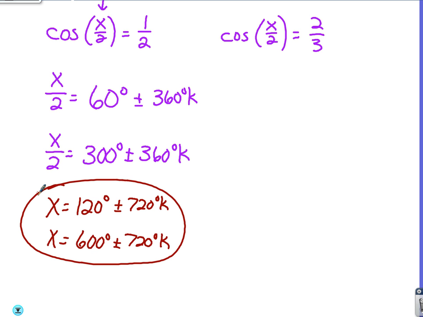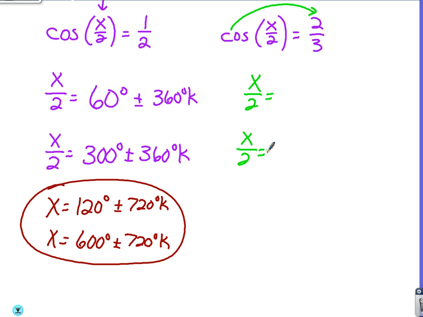Second part, cosine of some angle equals 2/3. It's not one of your common ones, is it? So to solve this, we'll do a different color. To solve this, we're going to have to use inverse cosine in our calculator. That's the only way we're going to do this. But we will have 2 different answers because we know there's 2 different places between 0 and 360 where the cosine will equal 2/3. You'll have a first quadrant answer. You'll have a 4th quadrant answer.